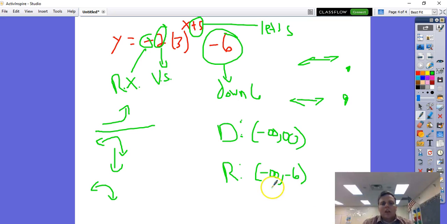And then what else gets adjusted? Well, your asymptote. What kind of asymptote does an exponential function have? A horizontal asymptote. Very good. So where is my horizontal asymptote? Usually my horizontal asymptote is at y equals 0. But I moved it down 6. So it's at y equals -6. And bam, that is transformations.